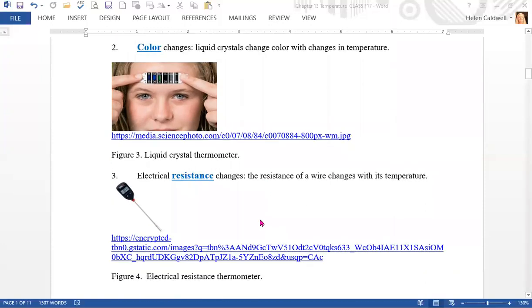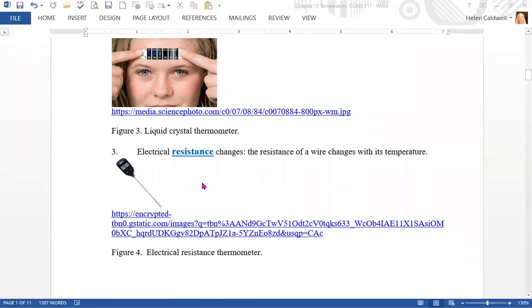There are electrical resistance thermometers out there. The electrical resistance of a wire changes with its temperature. This is a meat thermometer for grilling, but the kind of digital thermometers that you stuck under your tongue also are electrical resistance thermometers.